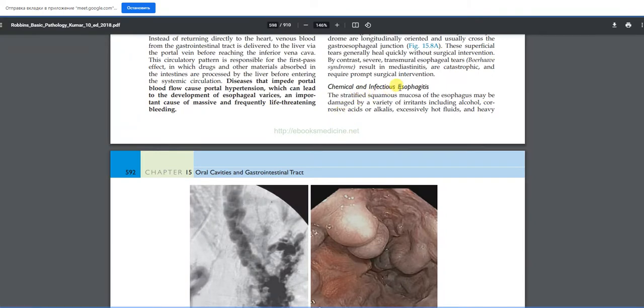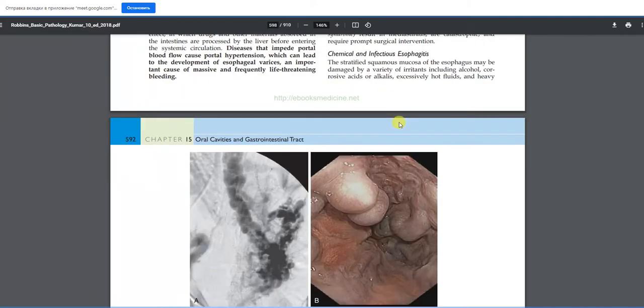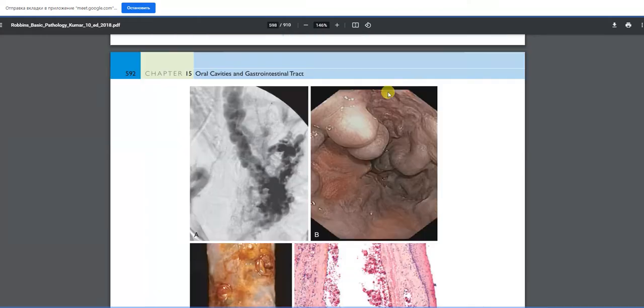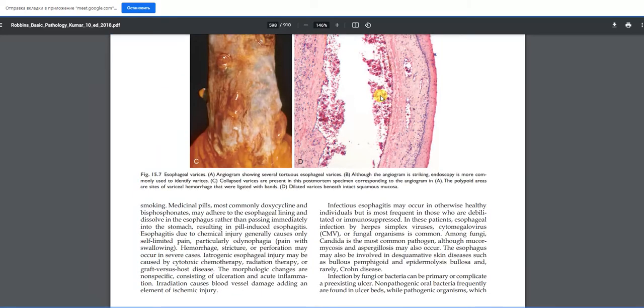Okay. Then chemical and infectious esophagitis. Chemical and infectious esophagitis is inflammation caused by, as the name implies, chemical causes and infectious causes. Which chemical causes do you know? For example, some medical pills might cause it, such as doxycycline, which is from the tetracycline group of drugs. It's pretty dangerous for the esophagus. It leads to these changes.